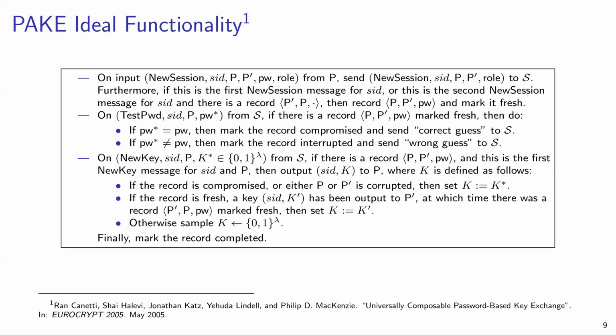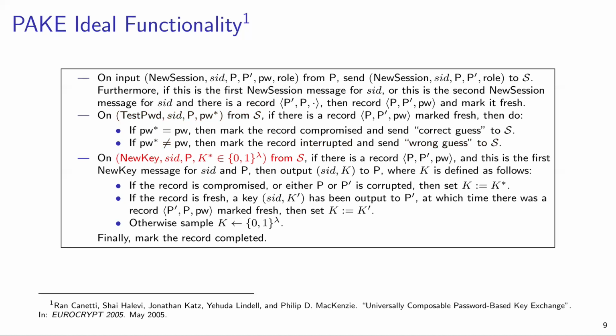To see why, we need to look at the UC PAKE ideal functionality of Canetti et al. The key features of this ideal functionality are test password and new key. So the simulator can use test password to test a password guess against a fresh session. If the simulator guesses correctly, then the session will become compromised and the simulator will be told that their guess is correct. Similarly, if the guess is wrong, they'll be told their guess is wrong. But this time the session will be interrupted.